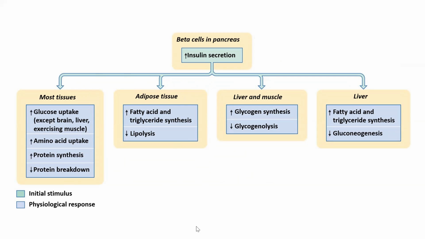In terms of adipose tissue, it's going to increase fatty acid and triglyceride synthesis. So again, storing those up for later use, but also decrease lipolysis. So decrease the catabolism or the breakdown of fats. In liver and muscle, it's going to help with increased glycogen synthesis. So again, storing up glycogen for later use, but then on the opposite end, it's going to stop or decrease glycogenolysis, which is the breakdown of glycogen. And lastly, it's going to help increase fatty acid and triglyceride synthesis, storing up that fat tissue, those fat cells for later use, but then stop gluconeogenesis, which is the breakdown of those fatty acids and triglycerides. We're going to stop or inhibit that catabolism there.